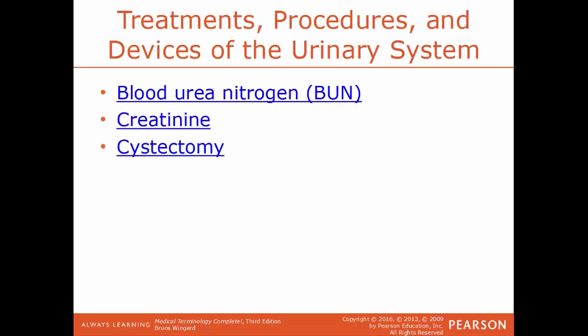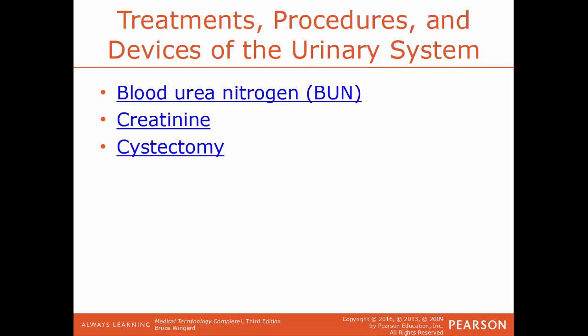All right, now we'll talk about some particular treatments and procedures and devices for the system. Your first one, BUN, blood urea nitrogen. This is a test that will measure the amount of urea nitrogen that's found in the blood. And basically, this is a test to show how well your kidneys and your liver are performing. Creatinine. This is a waste product due to the normal breakdown of muscle tissue. And this is measured as a way to see how well your kidneys are functioning.